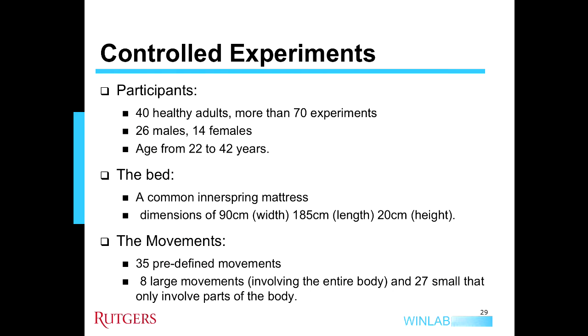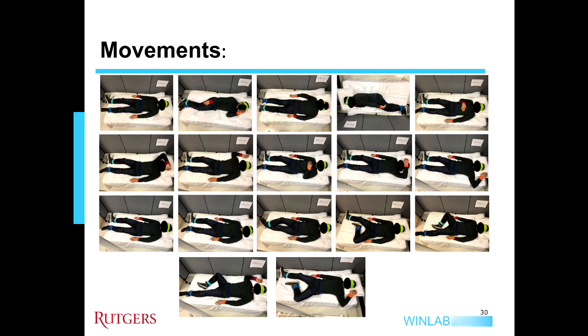We evaluate our system by doing many experiments. Many students here joined this experiment. We have 40 healthy adults with 70 experiments, 26 males, 40 females, and we're using the innerspring mattress, twin size. We ask people to do 35 predefined movements, 8 of them large, involving the entire body, and 27 that only involve one part or 2 parts. This is what exactly the motion is, some of them. So we bent legs, we crossed legs, we put the hand on the head, turn right, roll over, turn left, and so on.